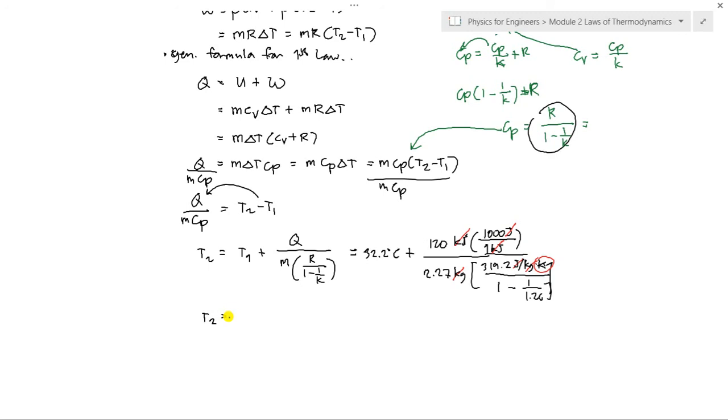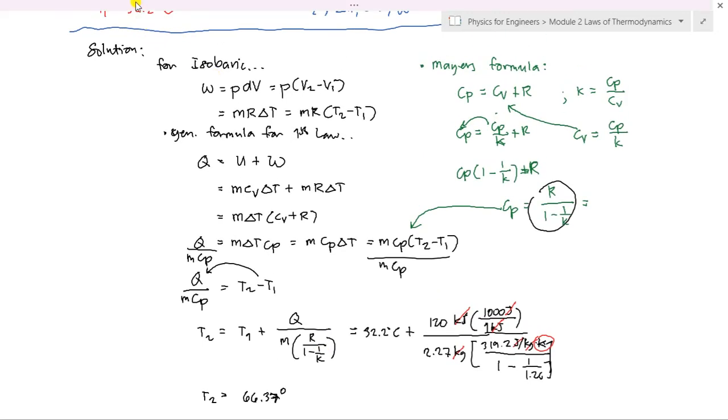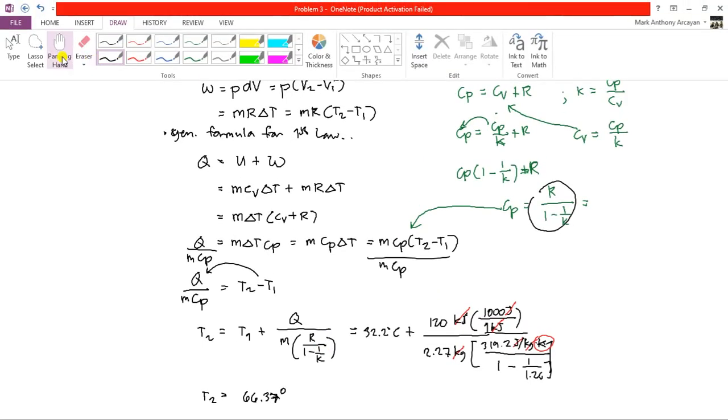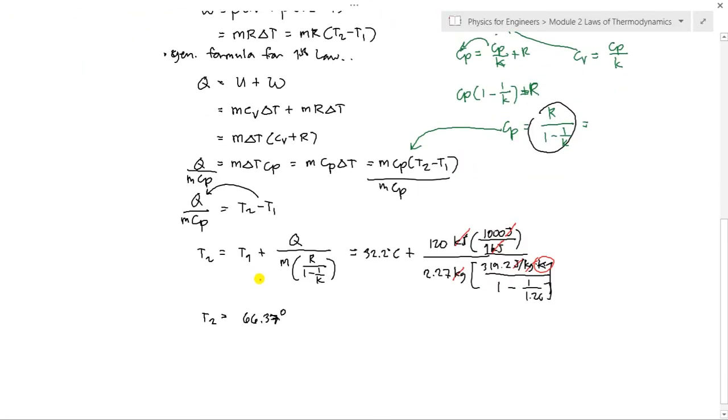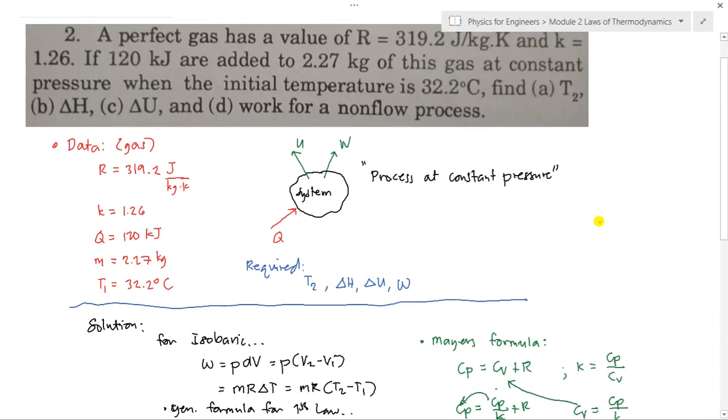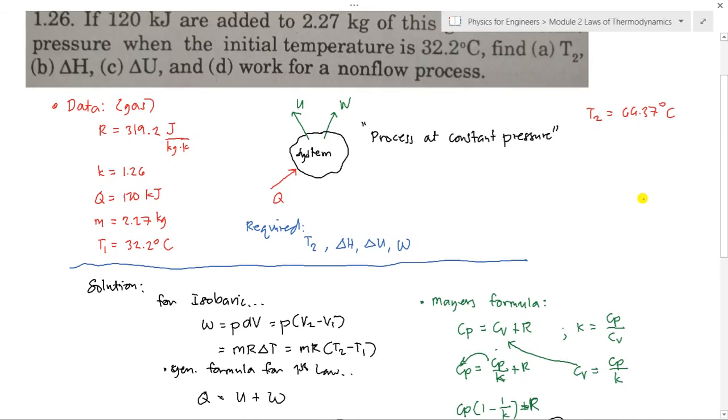So the answer is 66.37. The answer is 66.37. So there was an increase in temperature, from 32 to 66.37. So that is the value of our T2. Okay? Let's put it here, so we now have T2, so T2 is equal to 66.37, an approximate value, degrees Celsius.